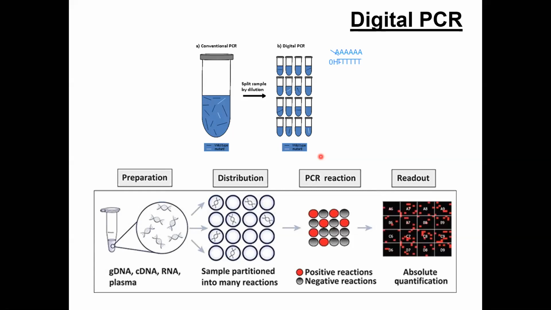Then you have a digital PCR. In a conventional PCR, you have a tube, and then you amplify it. So in a digital PCR, what you do is take the DNA, dilute it, and put it in different wells of a 96-well plate. The dilution should be such that only one type of DNA is in one well.